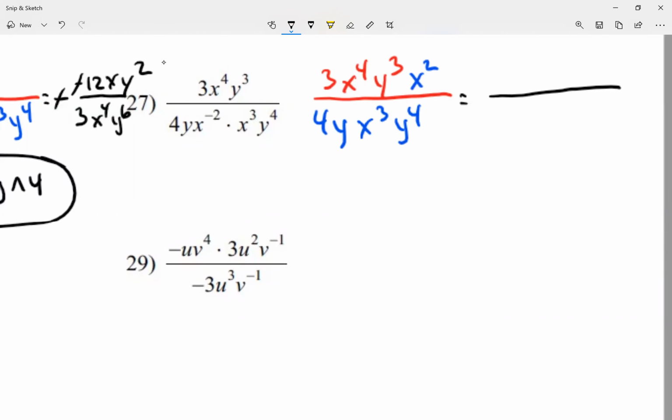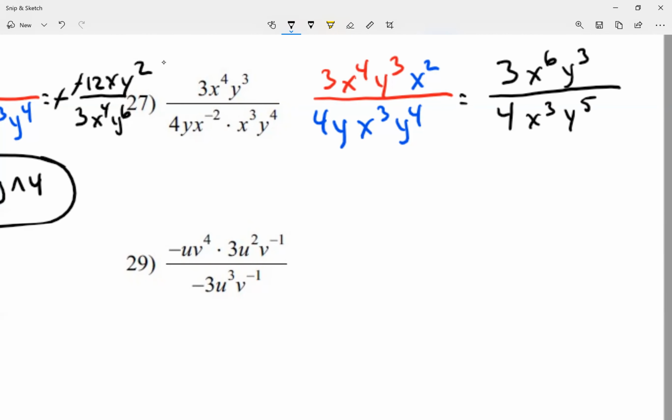Let me simplify things out. On the top, I have a 3. Number-wise, there's just a 3. When it comes to x, I have x to the 6th and y to the 3rd. I added the exponents. I added the exponents on the x. At the bottom, number-wise, I just have a 4, x to the 3, and y to the 5th.